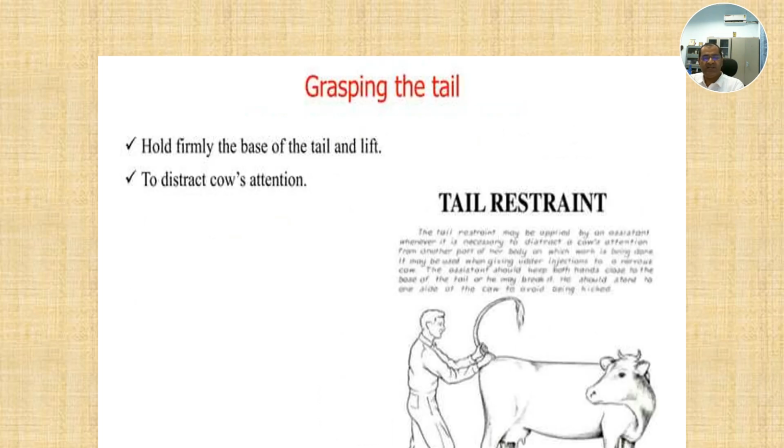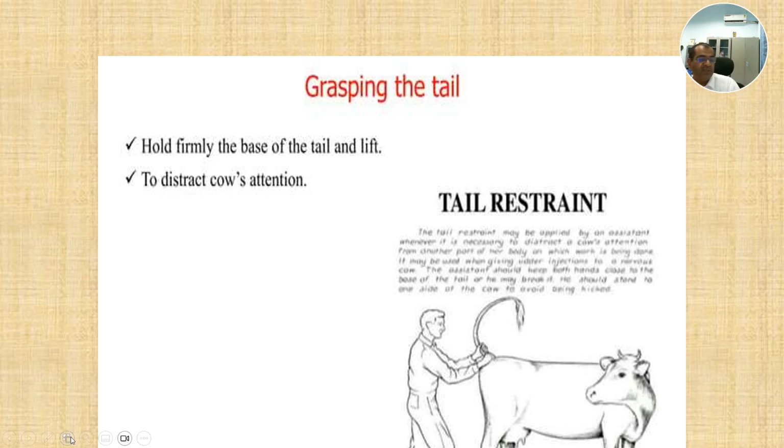Then grasping the tail is another very simple technique, but hold the tail very firmly at the base of the tail and try to lift. Of course, nobody can lift a cattle, but it does distract the cow's attention. So this is to distract the attention. Always the tail should be held very firmly.